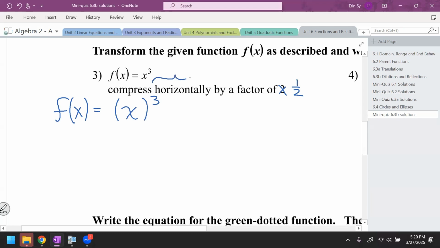And now if I want to compress horizontally, this will affect the input, right? So I think most of you did understand that you wanted to stay inside the parentheses if you want to change the input. But the question is, do I multiply or do I divide by 2? Should this be a 2 or should this be a 1/2, right? Well, because I'm on the inside of my parentheses, I want to do the opposite of what I would think. So I would imagine that multiplying x by 2 would stretch out my graph. Okay? But it doesn't. Multiplying by 2, in fact, compresses it horizontally like we want.